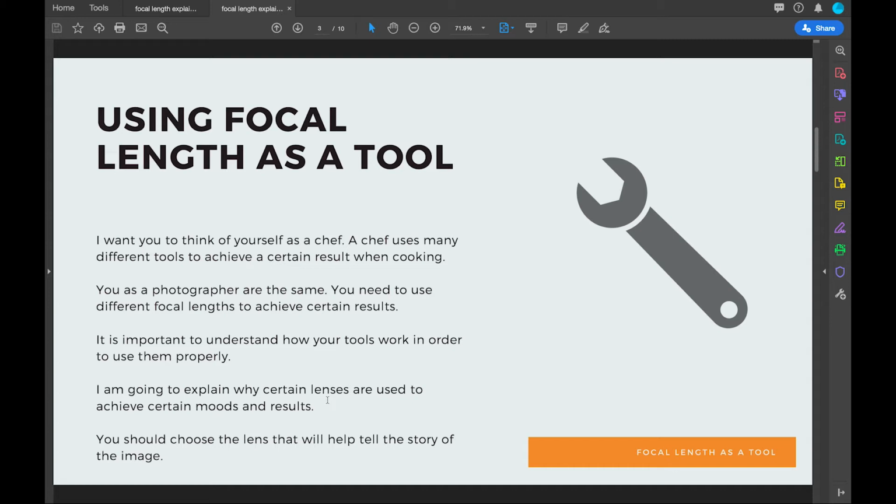And I say this because a lot of photographers that are starting off don't really understand how their camera operates. And it's very important, and I truly believe that if you want to be a storyteller with your images, then you're going to have to understand how focal lengths work. So what I'm going to be doing is explaining to you exactly how they work, and I listed here how to achieve certain moods and results from your images based on your focal lengths. Keep in mind that whatever lens you choose is going to help tell your story, again, using focal length as a tool. So next slide here.